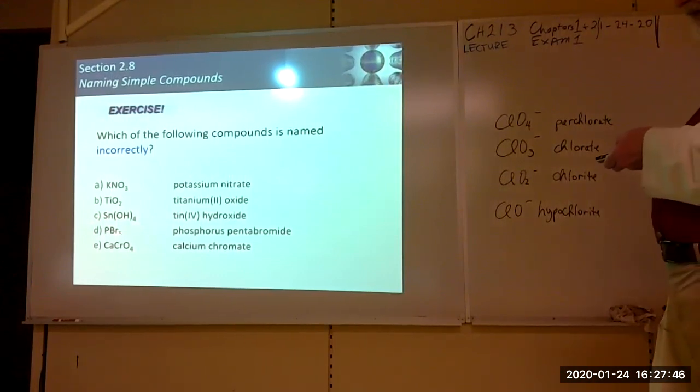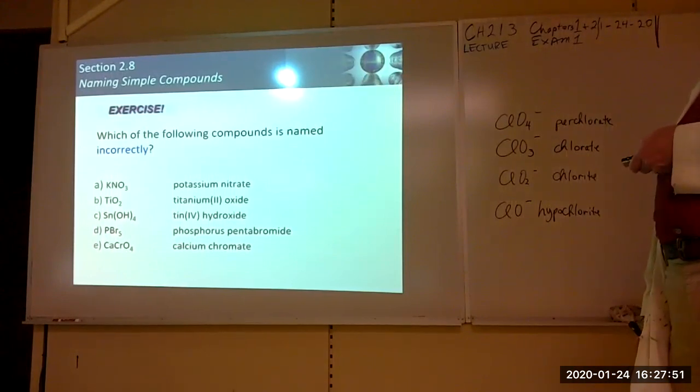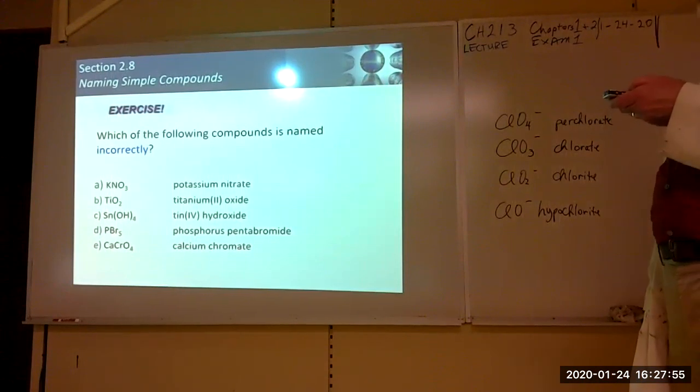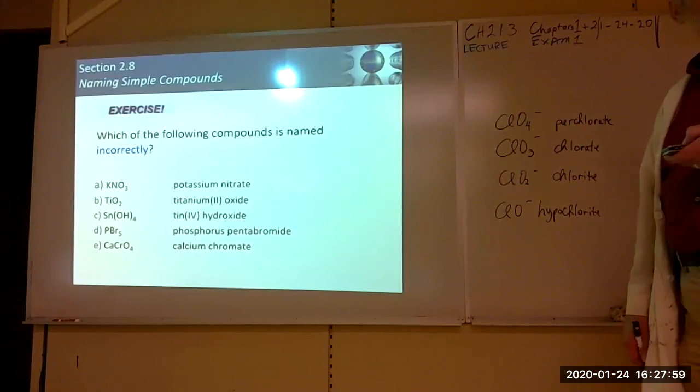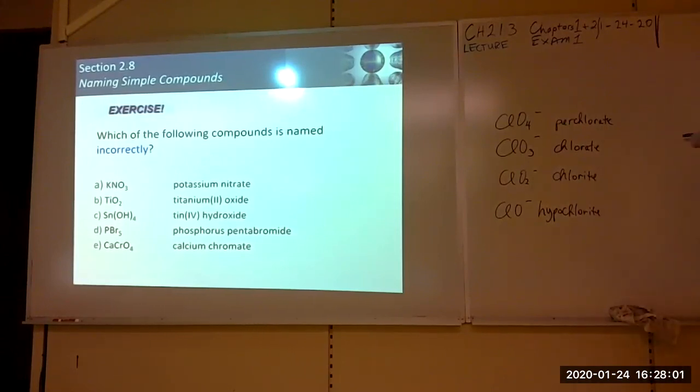PBr5. All right, so where do they come from? That's the first question you ask. Are they metal, nonmetal, or are they nonmetal, nonmetal? Right, so phosphorus is here, bromine is here. They're both nonmetals. So this is going to be a type 3 compound. So really all you have to do is say 1 phosphorus and 5 bromine. That's true.